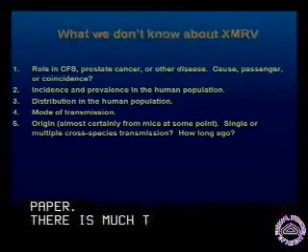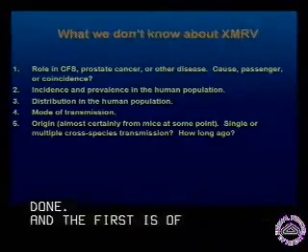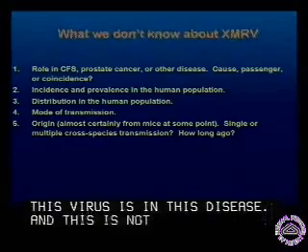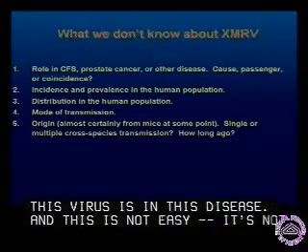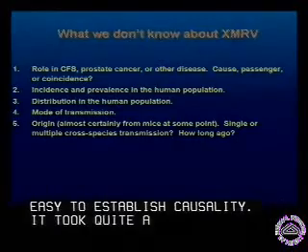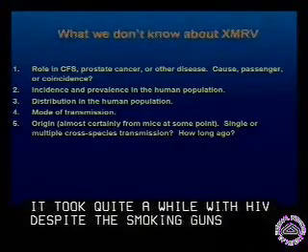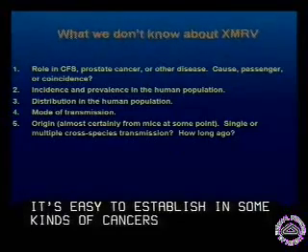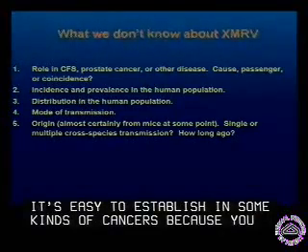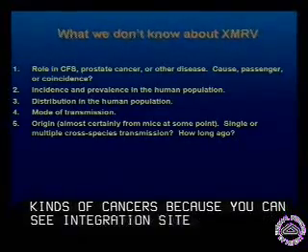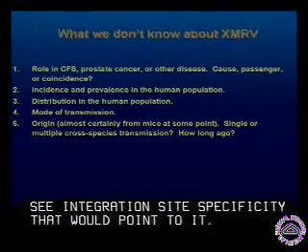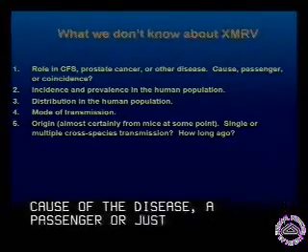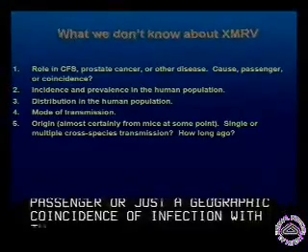And the first is, of course, to establish what the real role of this virus is in this disease. And this is not easy. It's not necessarily easy to establish causality. It took quite a while with HIV, despite the real smoking guns that you had. It's fairly easy to establish in some kinds of cancers because you can actually see integration site specificity that would point to it. But in the case of other diseases, whether the virus is the cause of the disease, a passenger, or just a geographic coincidence of infection with the disease, all of this remains to be established.